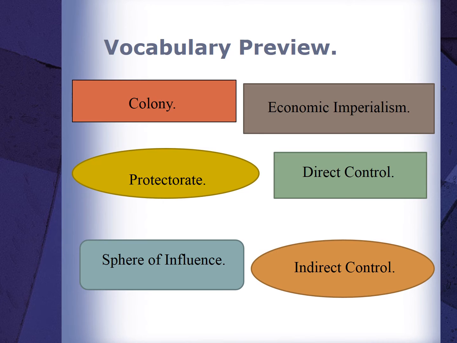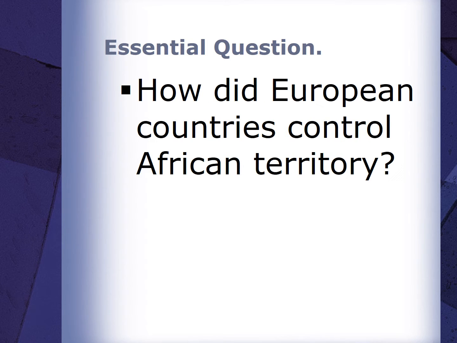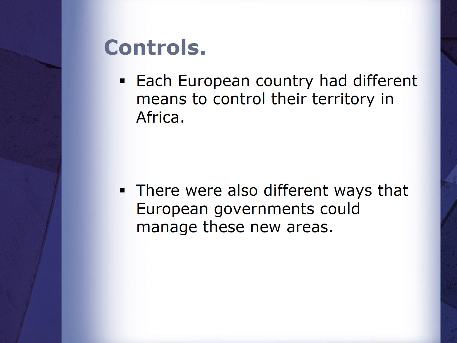Okay, so our vocabulary preview: we have colony, protectorate, sphere of influence, economic imperialism, direct control, and indirect control. So I want you to think about this. What can a country do to control another? When a country takes control of another country, what are some things they do or use to control it? And our essential question: how did European countries control African territory?